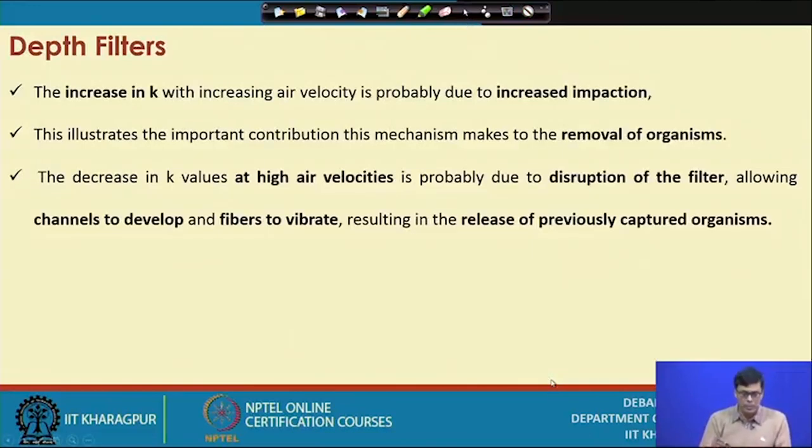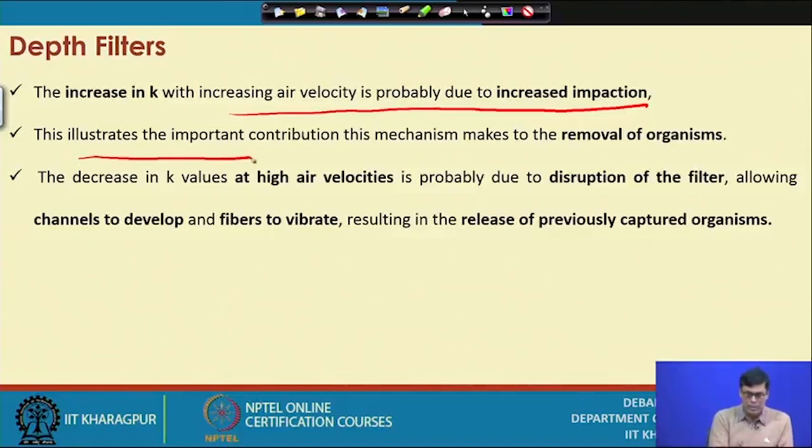So, in case of the depth filter, the increase of k with the increasing velocity is probably due to the increase of impaction. This illustrates the important contribution this mechanism makes to the removal of organisms.